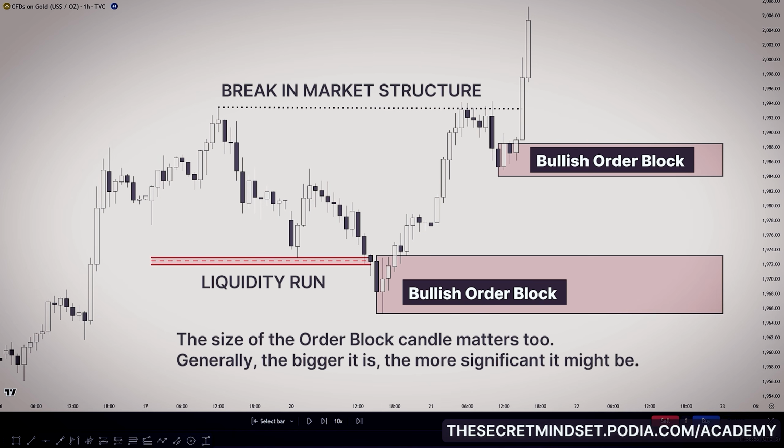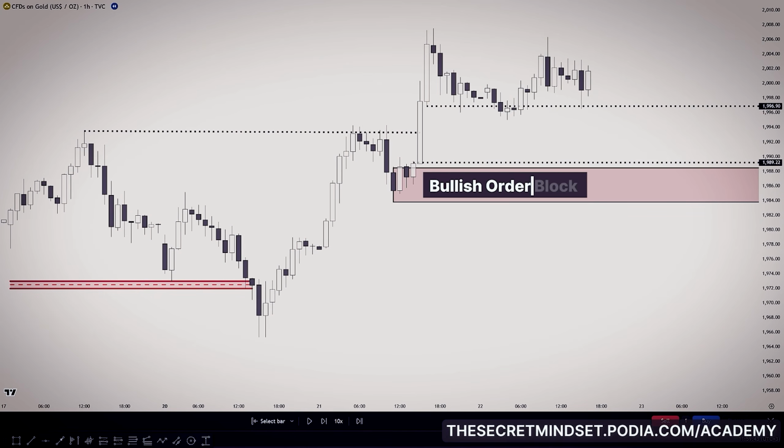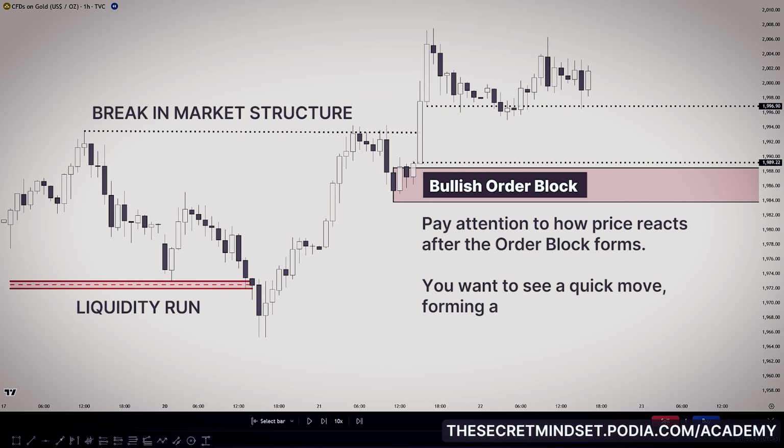The size of the order block candle matters too. Generally, the bigger it is, the more significant it might be. It's like a bigger footprint. It shows that more traders were involved. Also, pay attention to how price reacts after the order block forms. If it moves away quickly and forms a fair value gap, even better.